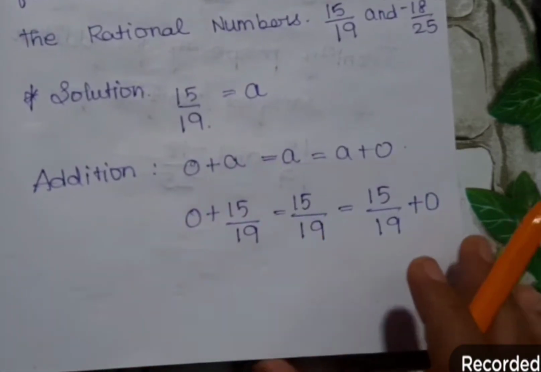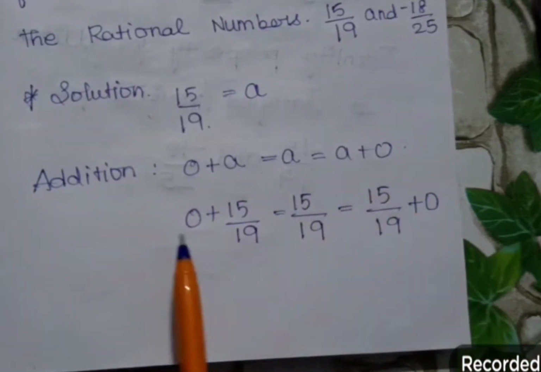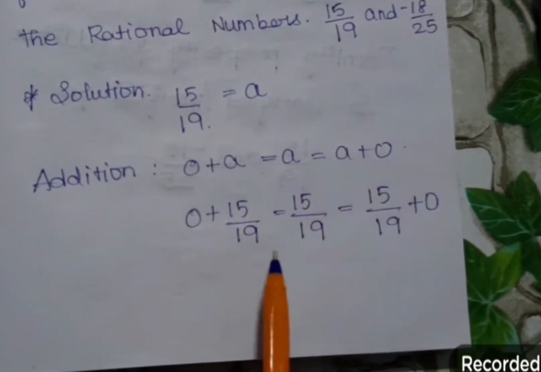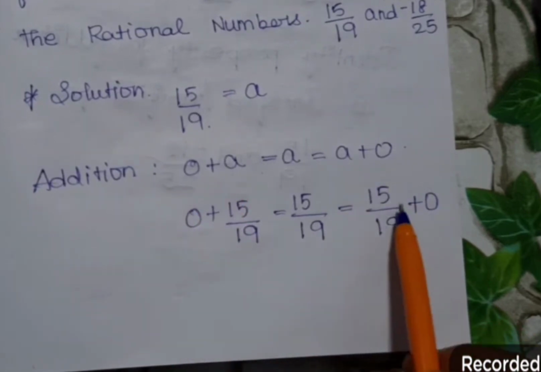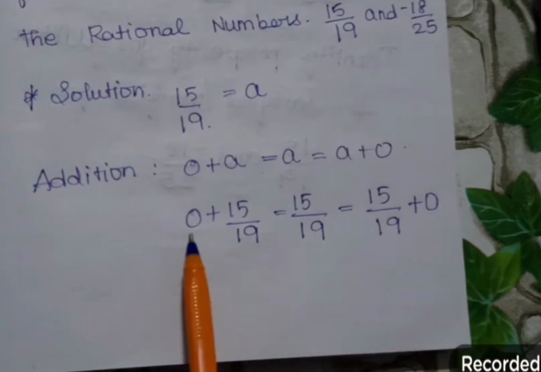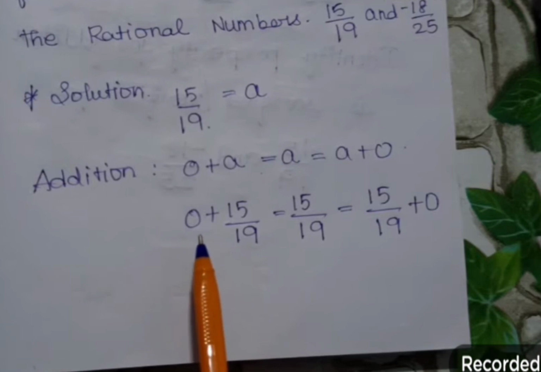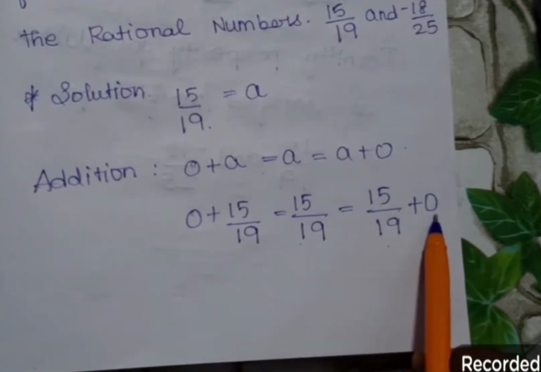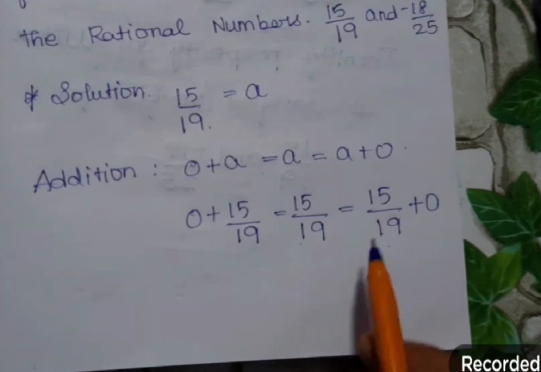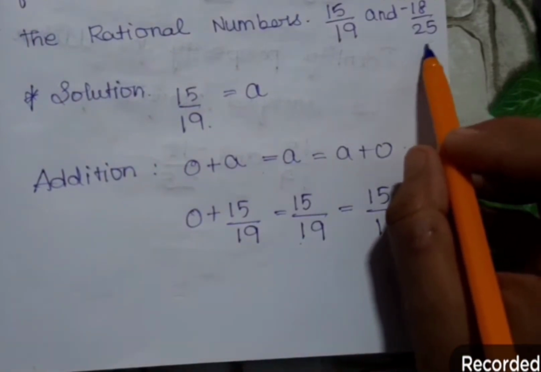Addition rule, what we found now? 0 plus A is equal to A plus 0. So 0 plus A value, substitute the A value where you are having A in the first one. 0 plus any number, the same number you will get. The number added with 0, the same number only you will get. That you remember. That only is the additive property. So the identity property of addition is satisfied.